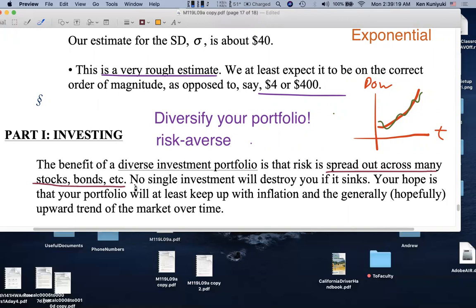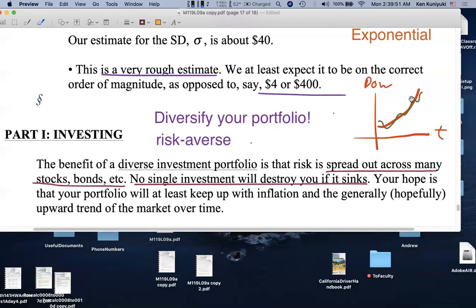But you want to diversify so that no single investment will destroy you if it sinks, or no single group or type of investments or instruments. Your hope is that your portfolio will at least keep up with inflation. It usually does. Again, on average, the Dow grows about 8% a year. Inflation has been about 3% a year in recent decades. And you're hoping that in general, even though you'll go up and down and the market goes up and down, you will generally follow an upward trend of the market over time, which is hopefully a J curve smoothed out over time.